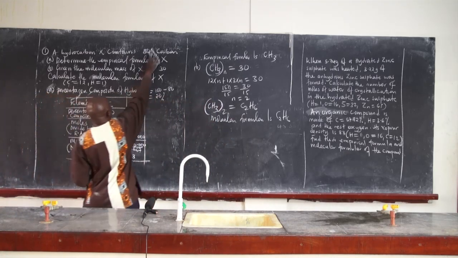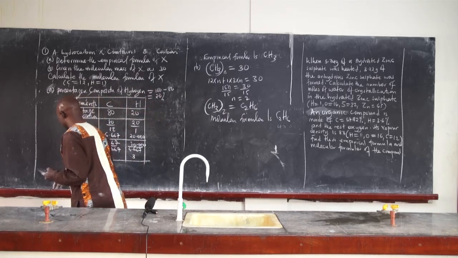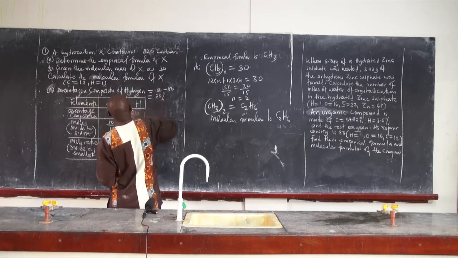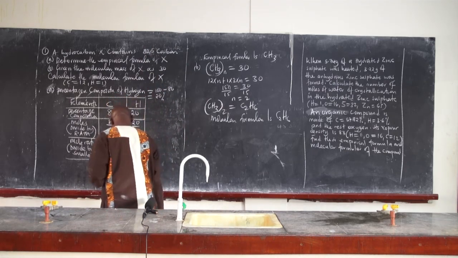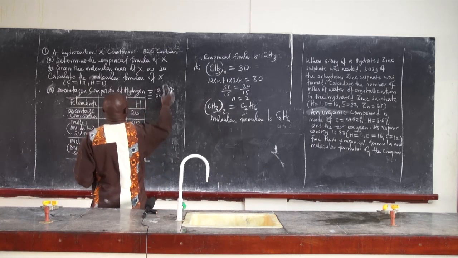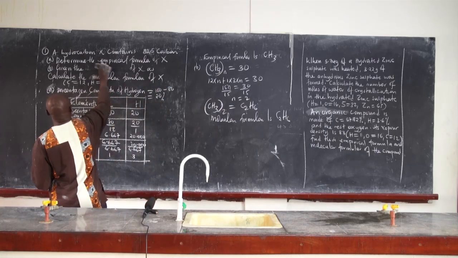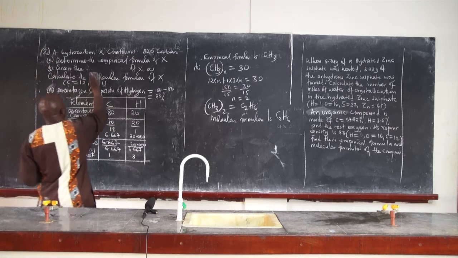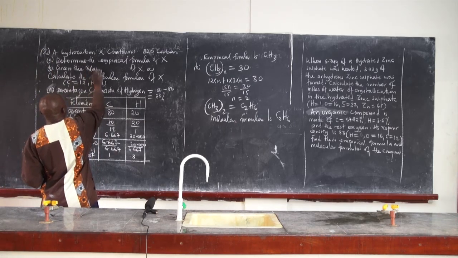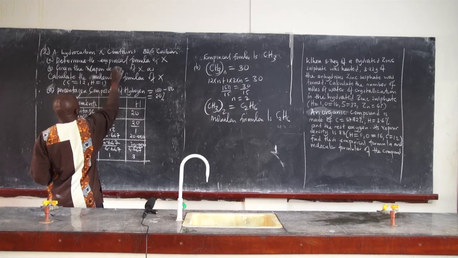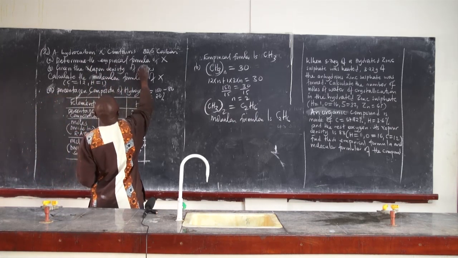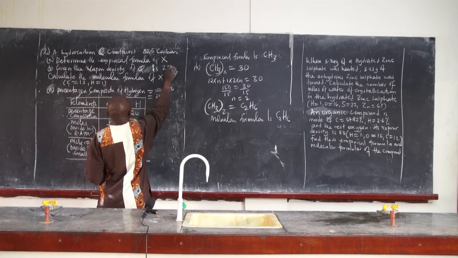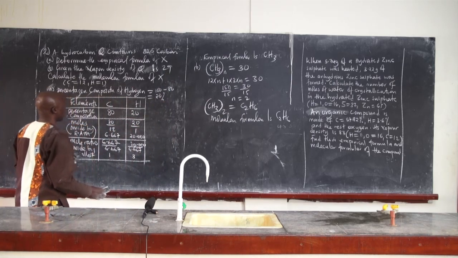Now, let's look at something else here. Given the percentages 82.5 and 17.5, with a vapor density of 29. So let's go back here.